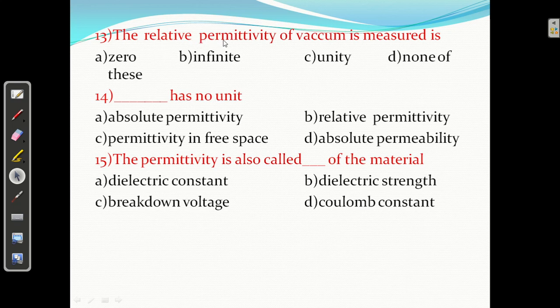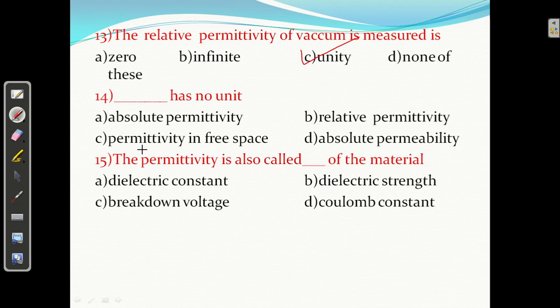The relative permittivity of vacuum is 1. Sorry, it is 1. C answer is correct. Clear? Question 14: it has no unit. Permittivity in free space.